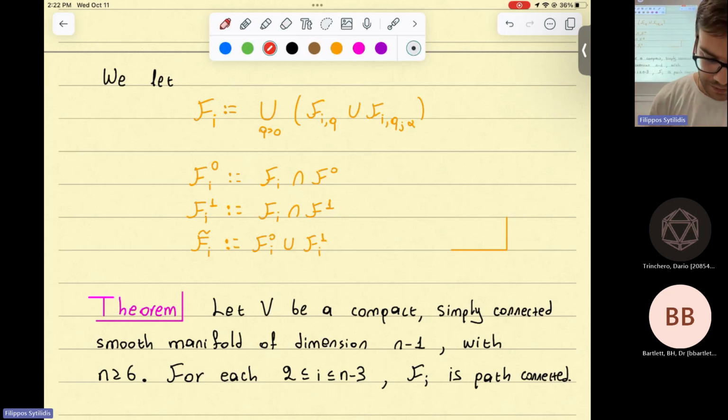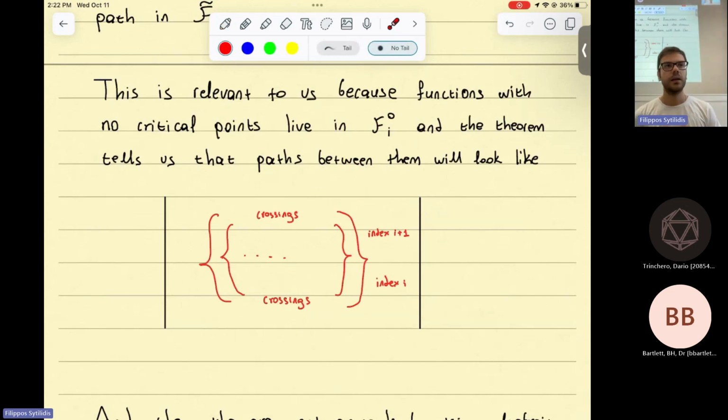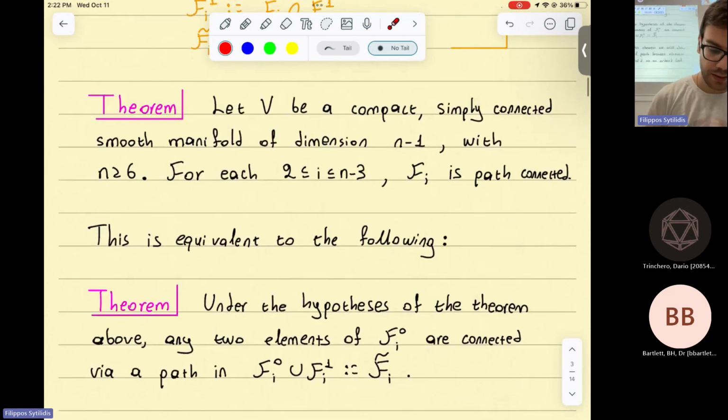So let's go down a little bit. So you're saying I can start with a function with no critical points, and then I can get to a function with no critical points. Where's the I coming from? The I I choose. Right. So I can choose whichever I between 2 and n minus 3. I choose that. Okay. Any I would work.